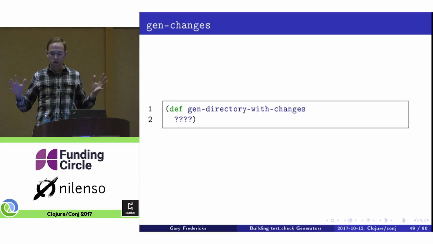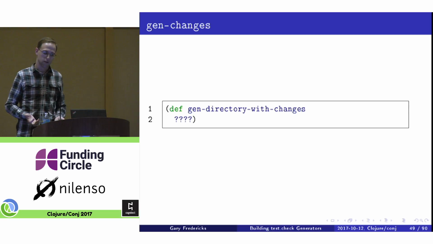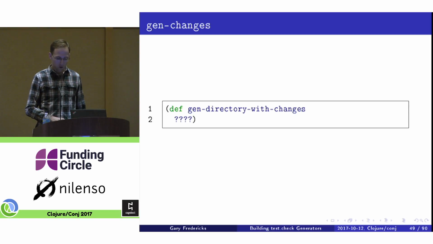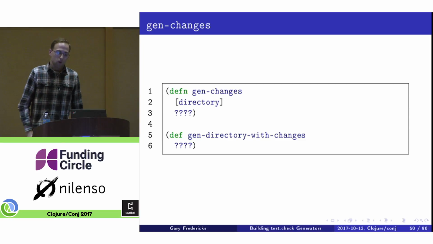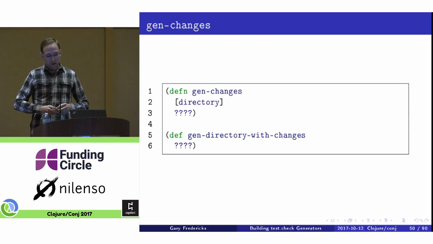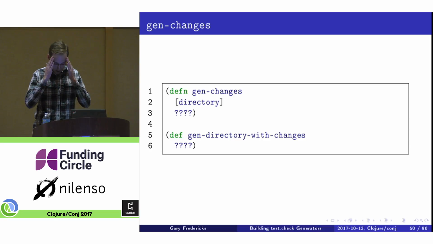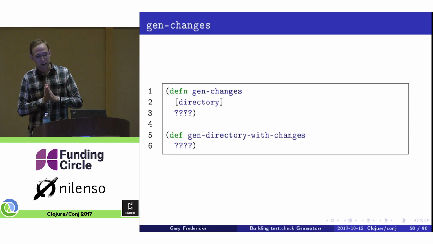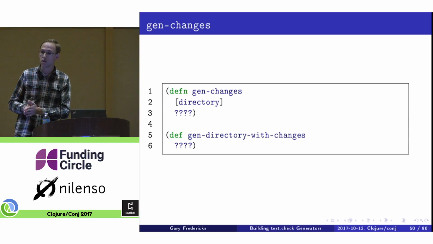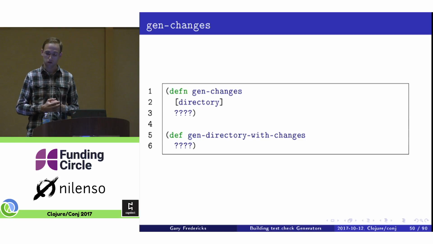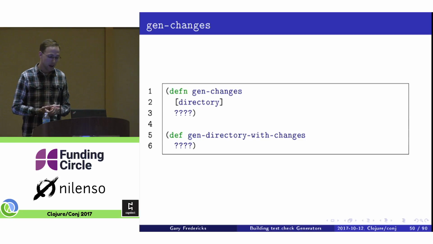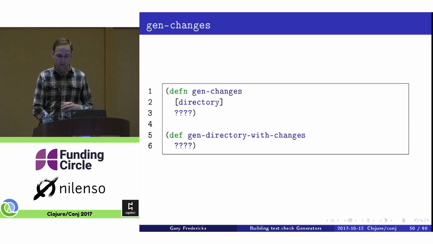Finally, our top level goal was to generate a directory and changes to that directory. So how would we go about doing that? Well, we could separate this out. We already have a generator of directories, and we can make a function that takes a directory and returns a generator of changes, and then combine those somehow. So let's start from the top level on line 5. How would we write this function, assuming we have the function above it?